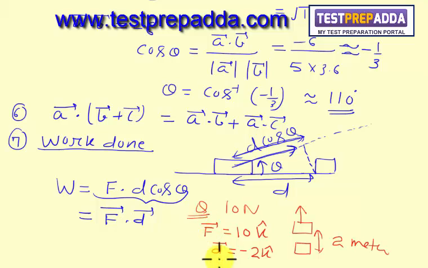So now I know the force vector, I know the displacement vector. So what will we do? Work will be F dot D, and F dot D is how much? 10 k cap into minus 2 k cap. K cap dot k cap will be 1, because 0 degree is the angle, parallel vectors, and the answer will be minus 20 Newton meter. So dot product is helpful in getting the work done by the force during the displacement of the body.